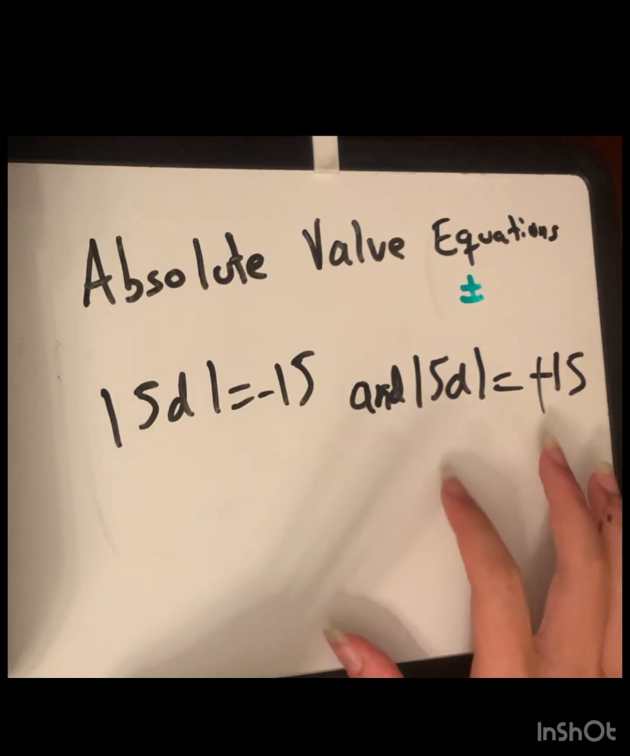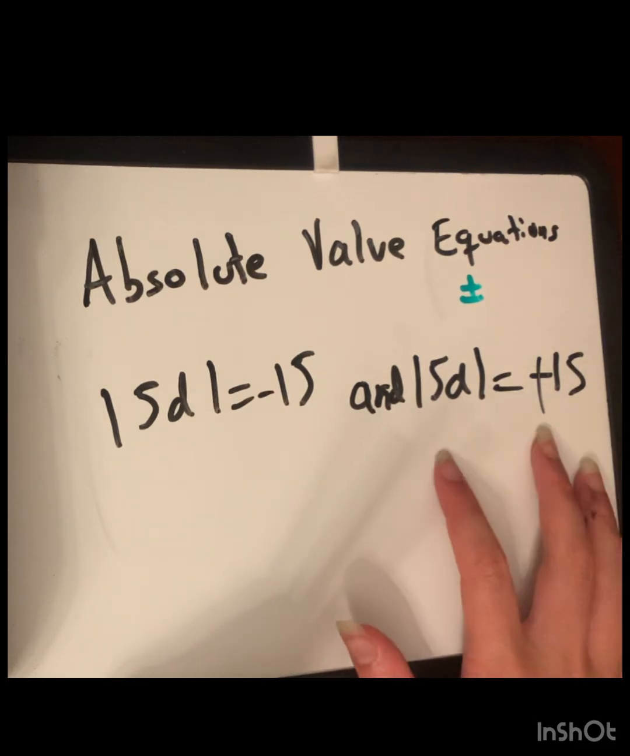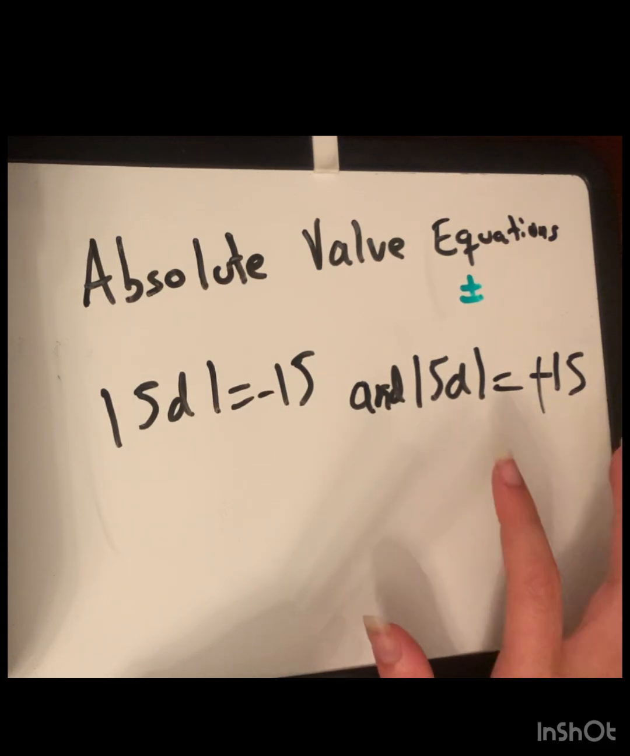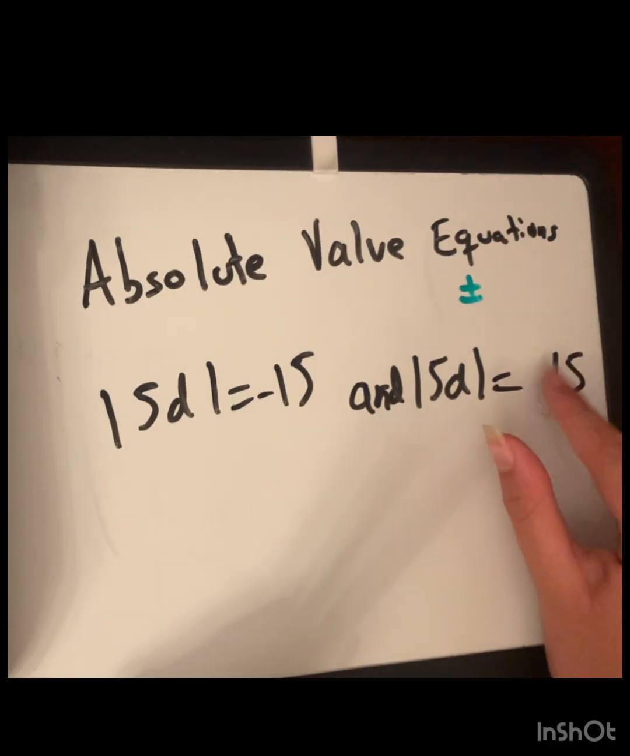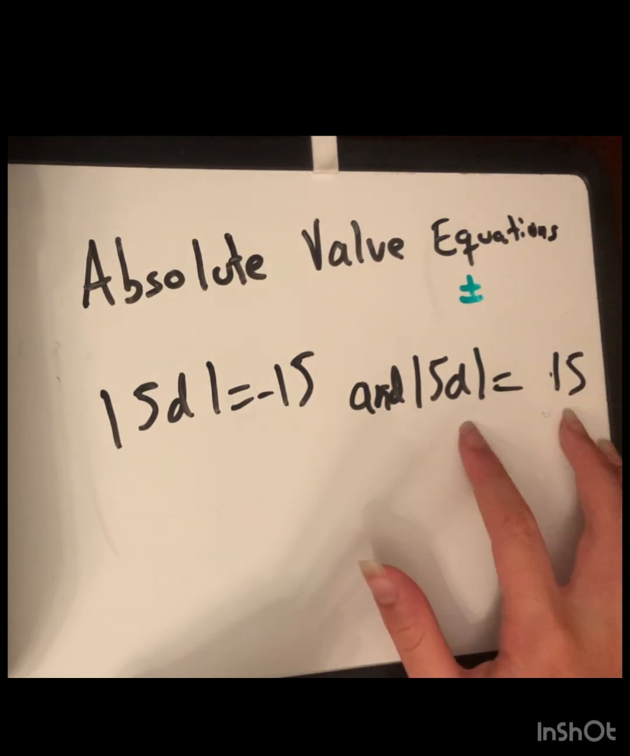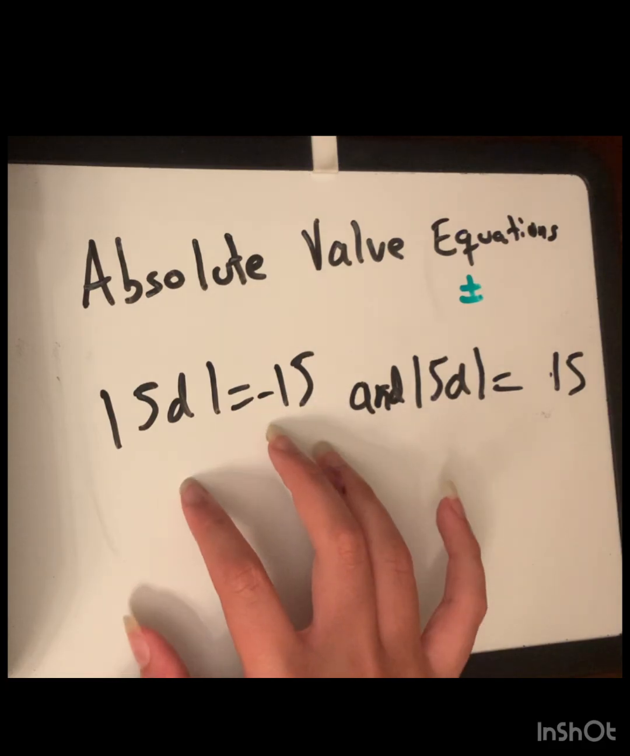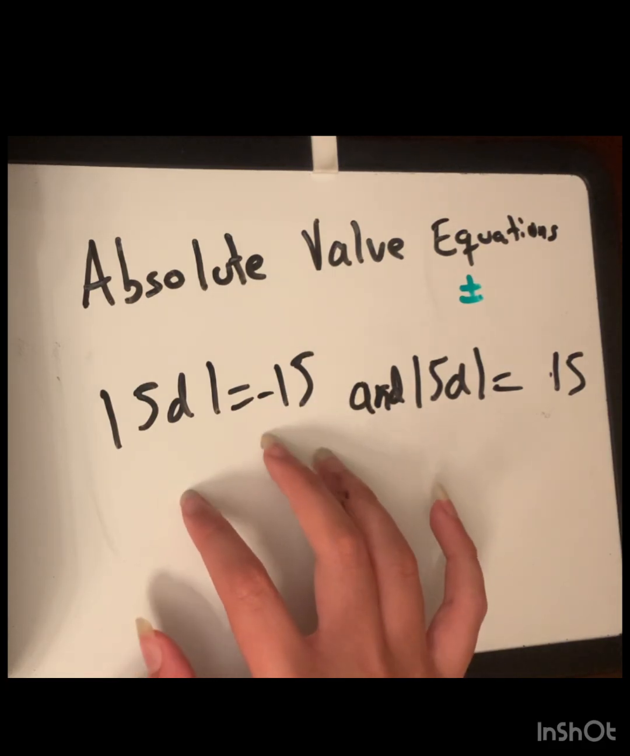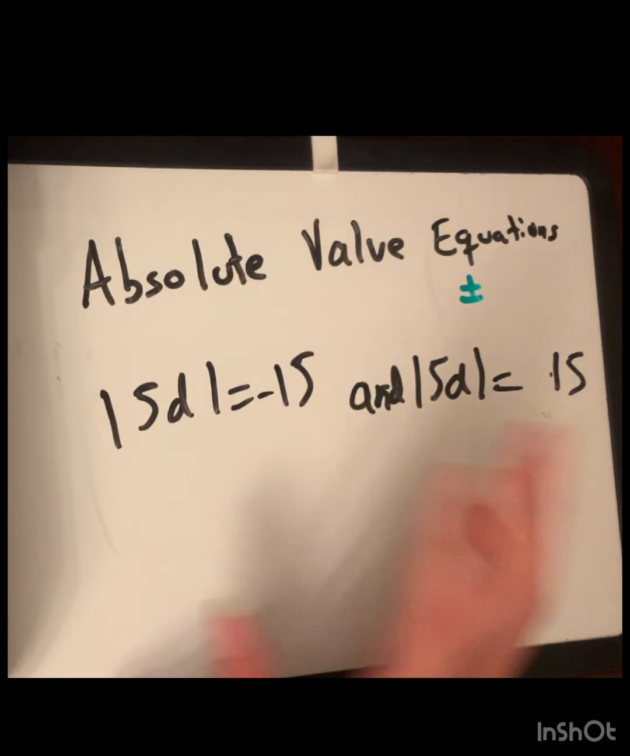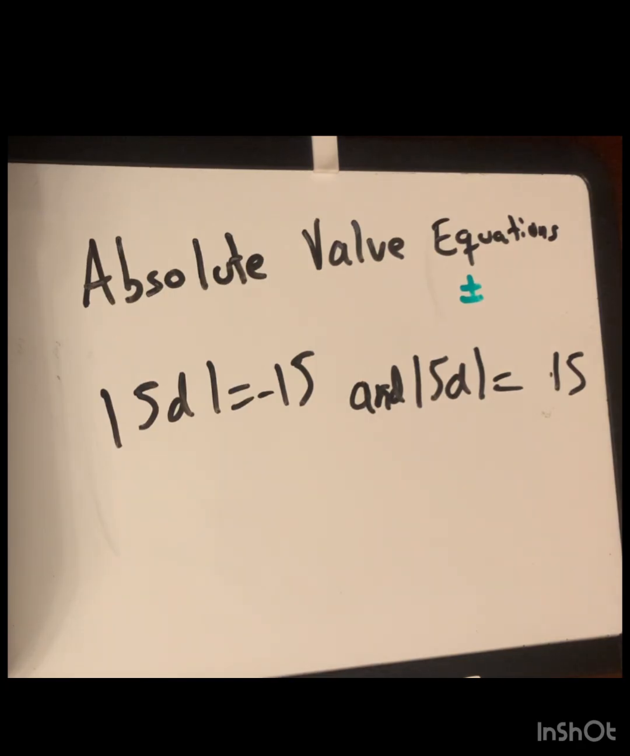But there's one equation you're going to leave by itself. So this one, 5d equals 15. And then the other one, you're going to add a negative to the side that doesn't have the absolute value. And the absolute value always has to be by itself. Hopefully that made some sense.